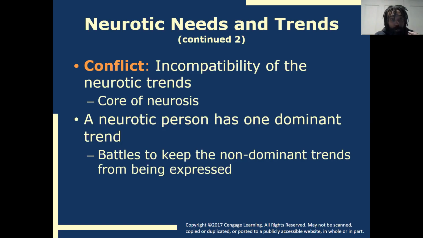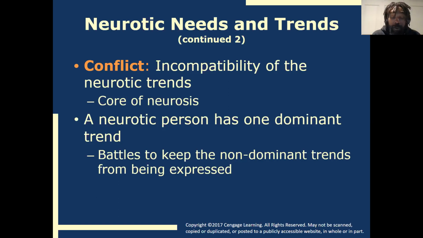So the difference between a normal or healthy person and a neurotic person, according to Karen Horney, is that, again, keep in mind that both healthy and neurotic individuals experience conflict amongst the trends. The difference between them is the intensity of the conflict. So those who are neurotic experience the intensity of the conflict between neurotic trends in a lot more of a severe way than the normal person.